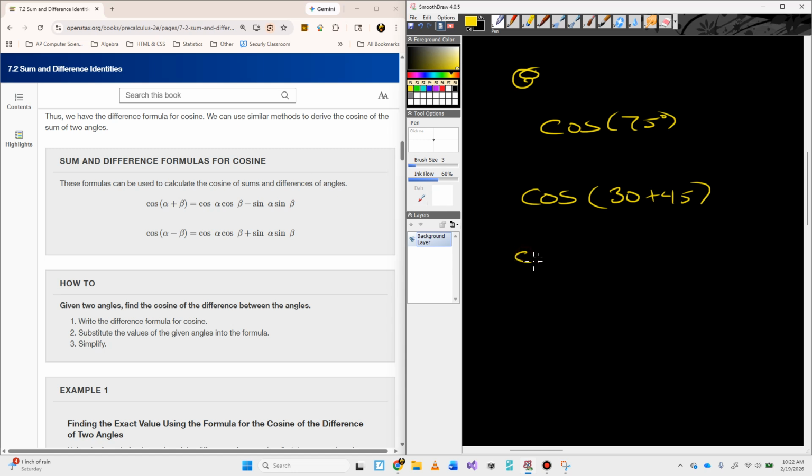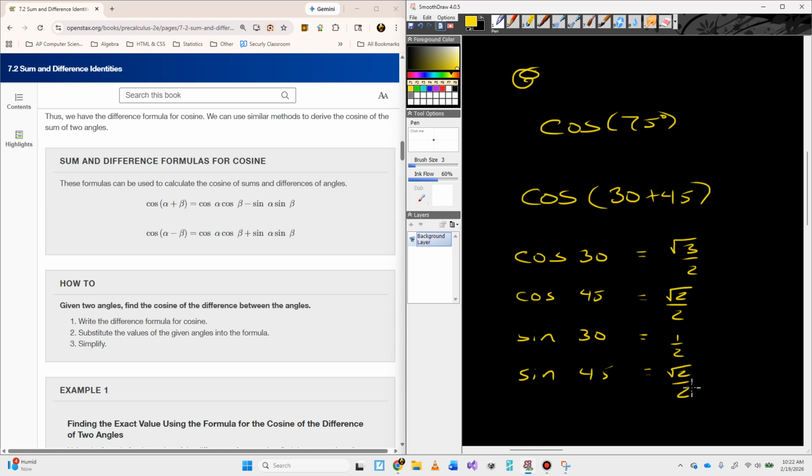So we need to recognize what cosine 30 is, and we need to recognize what cosine 45 is. We need to know what sine of 30 is, and we need to know what sine of 45 is. And we can look all of those up in the circle. I'm going to quickly use a reference that I have over here. So cosine of 30 is the square root of 3 over 2. The cosine of 45 is the square root of 2 over 2. The sine of 30 is 1/2, and the sine of 45 is the square root of 2 over 2.